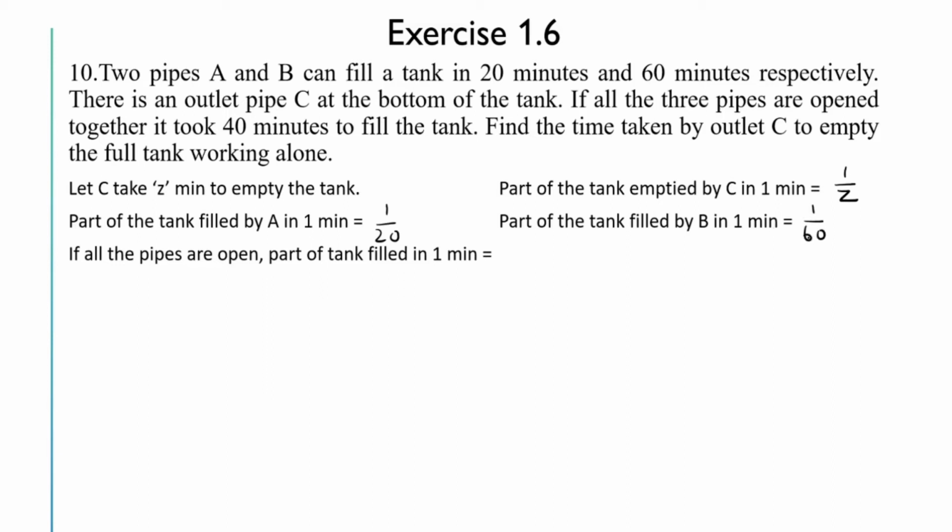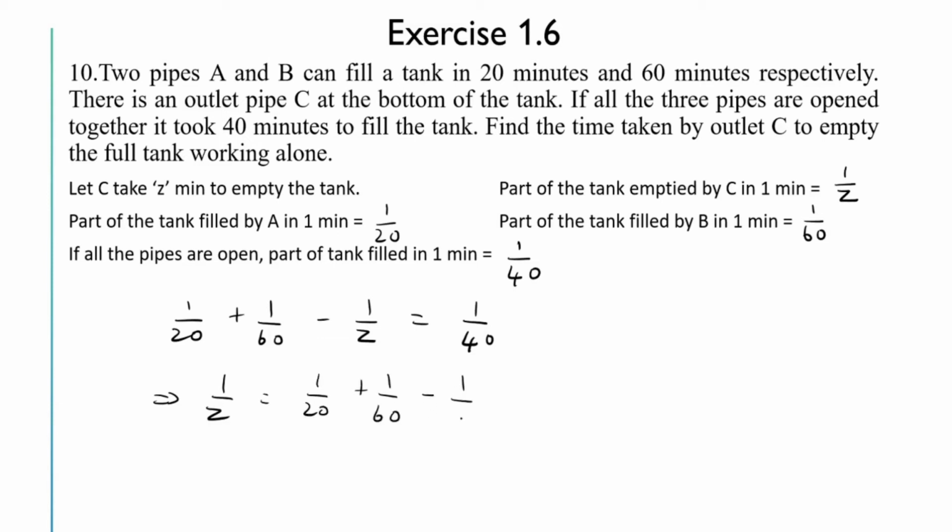And they have also given if all the pipes are open, then it took 40 minutes to fill the tank. So if all the pipes are open, part of the tank filled in 1 minute will be equal to 1 by 40. So this is nothing but 1 by 20 plus 1 by 60 minus 1 by Z. This is given as 1 by 40. So from this we have to find Z. Or we have 1 by Z is equal to 1 by 20 plus 1 by 60 minus 1 by 40.